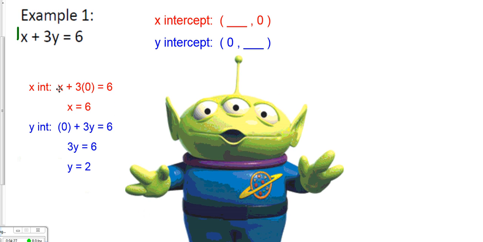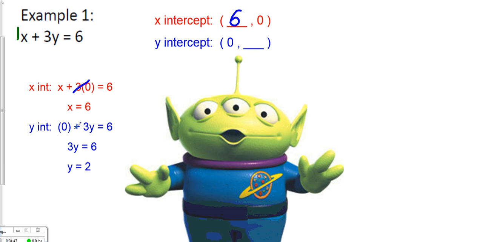Okay, so it would be x plus 3 times 0, not 3 times y. We plugged in 0 there, equals 6. Well, 3 times 0 is just 0. x plus 0 is the same as just saying x, so x has to be 6. So our x-intercept is at (6, 0).